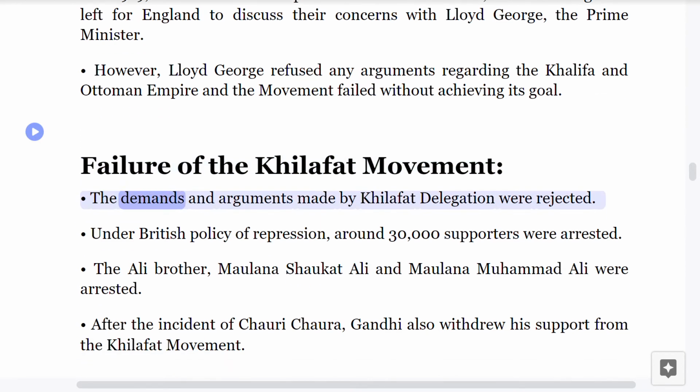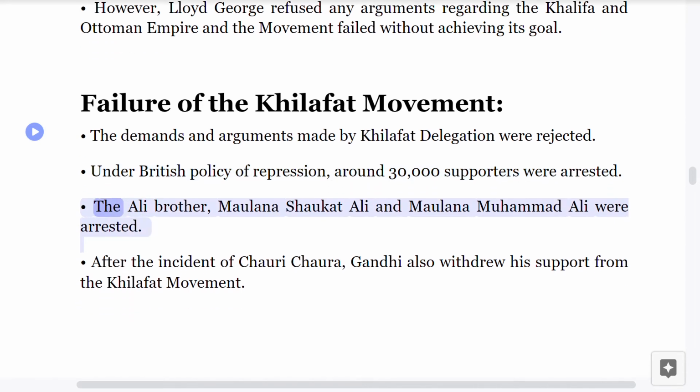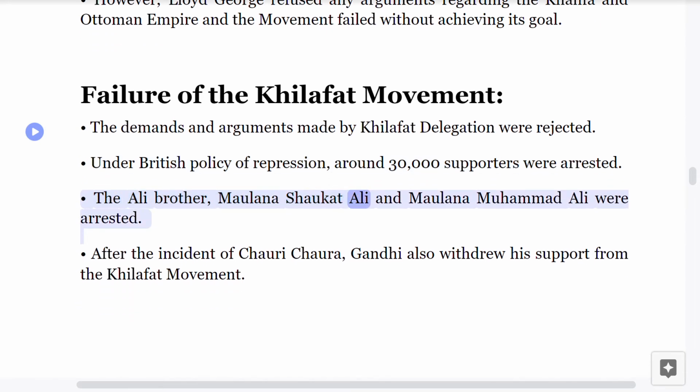Failure of the Khilafat movement. The demands and arguments made by the Khilafat Delegation were rejected. Under the British policy of repression, around 30,000 supporters were arrested. The Ali brothers, Maulana Shaukat Ali and Maulana Muhammad Ali, were arrested.